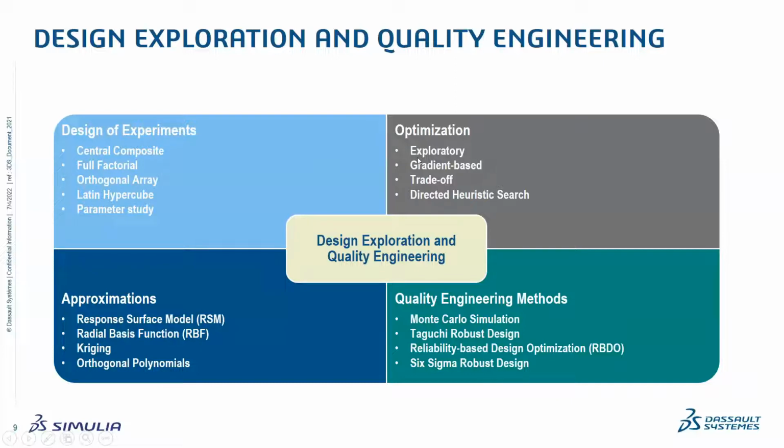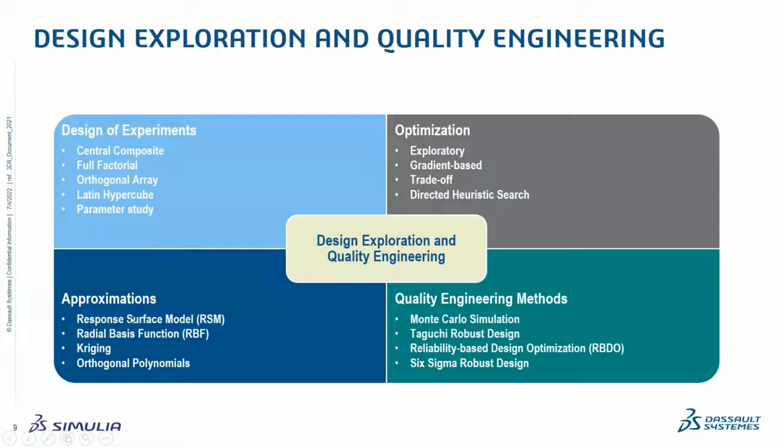Similarly, with respect to optimization, as you know, there are three main categories: the exploration, the direct methods, and the trade-off methods. All these we have enabled in Eyesight. Then we have the quality engineering methods like the Monte Carlo simulation, the reliability-based design optimization, or Six Sigma robust design. All these methods are available in Eyesight.